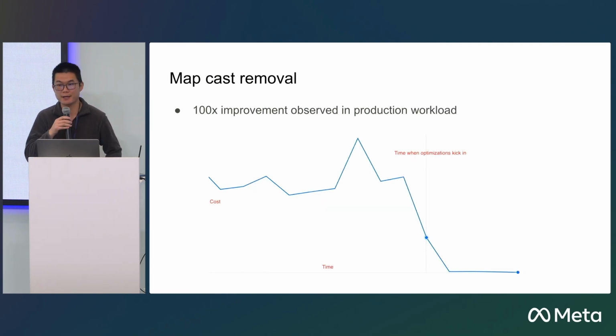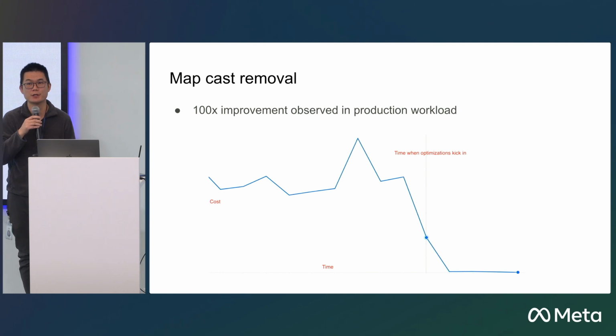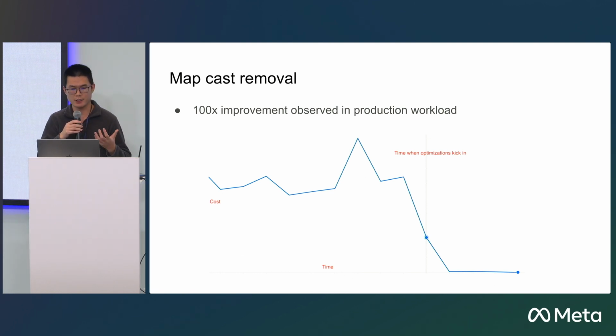This is a performance improvement after we applied this optimization to one of our workloads. The cost shows about a 100 times improvement after this optimization.